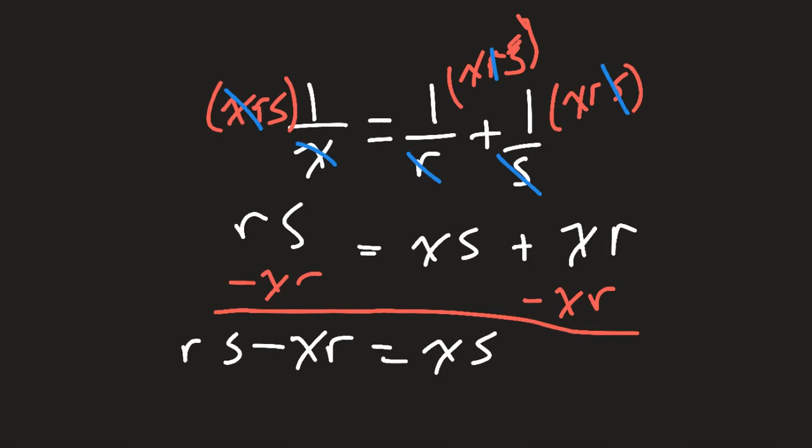So at this moment, I'm going to go to a new slide because I've run out of room and I know I can't just squash this in. So we're just going to pick up from right here on my next slide, okay? I left off with xs equals rs minus xr.